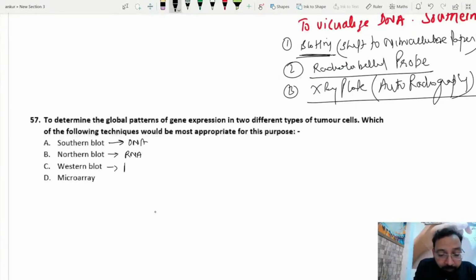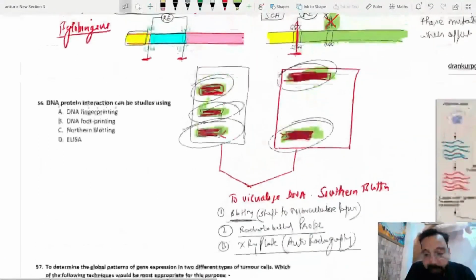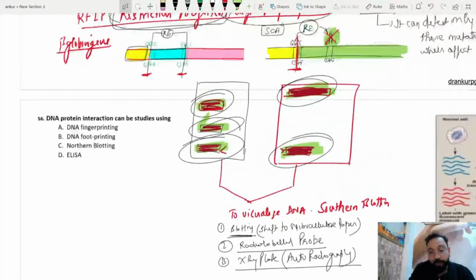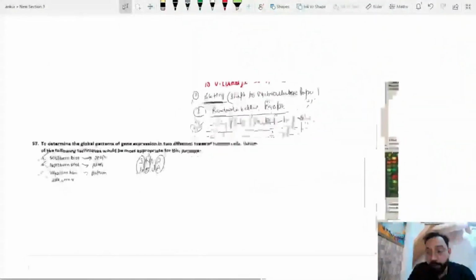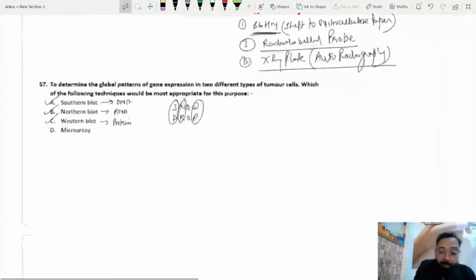To visualize protein, western blotting. Southern blotting, northern blotting, western blotting. The mnemonic is SNoW DRoP: southern blotting for DNA, northern blotting for RNA, western blotting for protein. So you can detect one mutation at a time by southern blotting. But sometimes patients have multiple mutations, and then you can detect them by microarray.